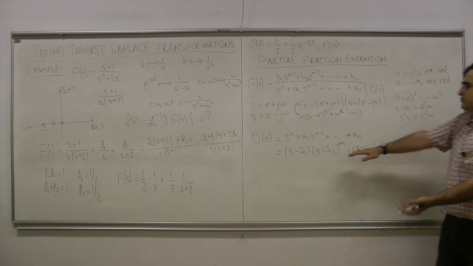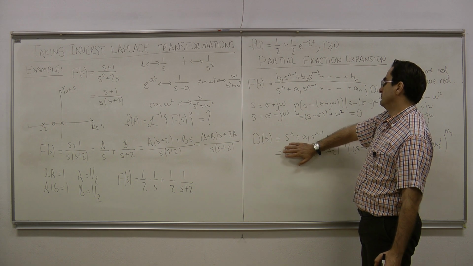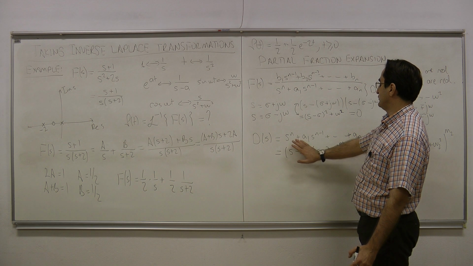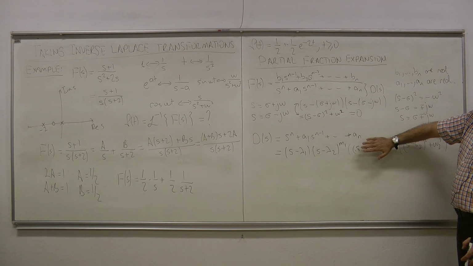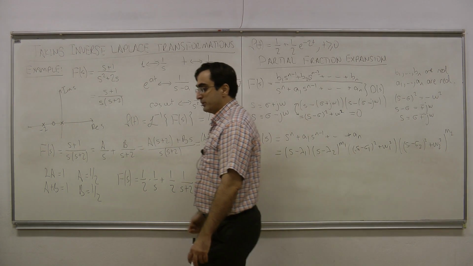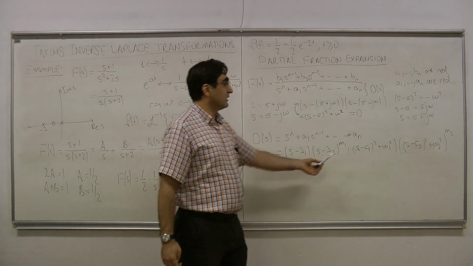Of course, some of the terms can be missing. There might not be, for example, a real term, or any real term. We might not have these terms, or we might not have any complex poles for a D. So this depends on the D that we are working with. But in general, the terms that we will be working with would be looking like this.